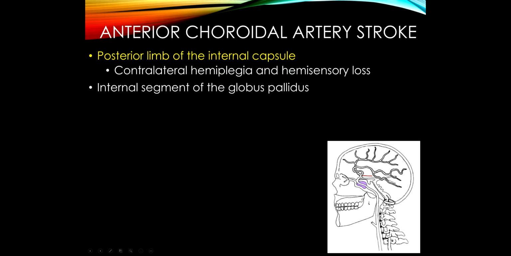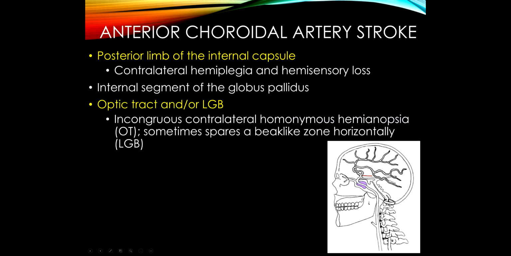And so, you might be thinking, well, could this be a middle cerebral artery stroke? Because that gives a patient weakness and sensory loss on the opposite side of the body. And so how do you tell the difference? Well, the anterior choroidal artery does supply the internal segment of the globus pallidus, but most patients with a stroke don't really have symptoms from that. The anterior choroidal artery also supplies the choroid plexus, but you're not going to have symptoms of that.